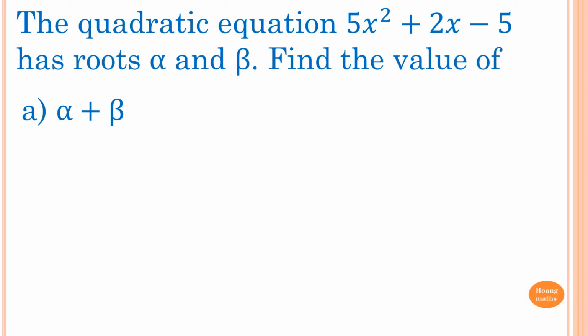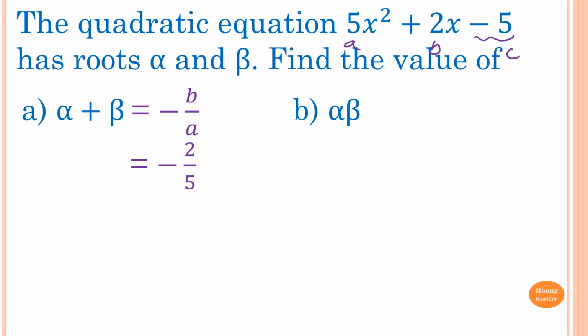Find the quadratic equation 5x squared plus 2x minus 5 has roots alpha and beta. Find the value of alpha plus beta. So we know that alpha plus beta is negative b over a. Which gives me minus 2 over 5, because a is 5, b is 2, c is negative 5. So minus 2 over 5 is alpha plus beta.